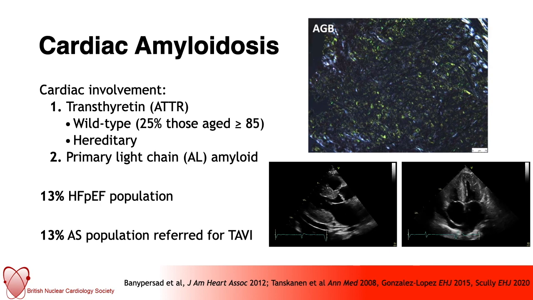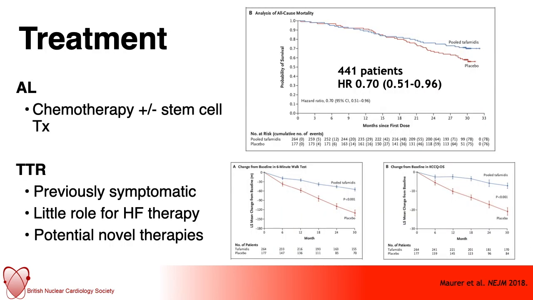I've already briefly touched on how common we're beginning to find this disease actually is, but it's just important to reiterate that somewhere between 1 in 7 and 1 in 8 of the HFpEF population will have this as the underlying etiology for their heart failure. Now, a similar proportion of the elderly, and by elderly I mean over 75, AS population who have been referred for TAVI will also have concomitant cardiac amyloid undiagnosed unless you look for it. And looking for it has become even more important now that there are novel therapies available.